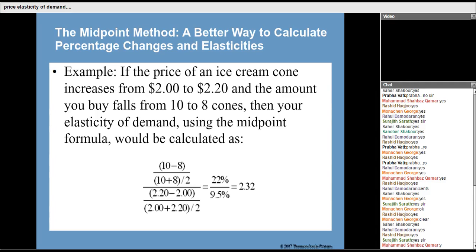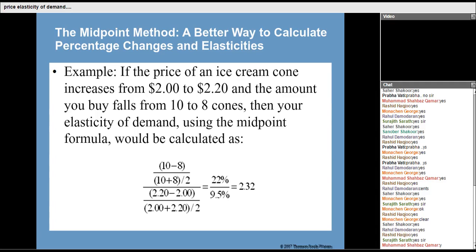So that gives you almost 2.32. So 22% divided by 9.5%. The result is 2.32. So it's almost the same, but it gives you a more precise value. That's it. Clear? Any problem? In this method, you are not bothered about the percentage. It will automatically come here.